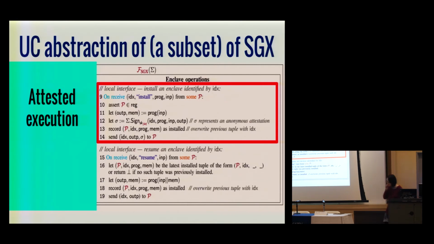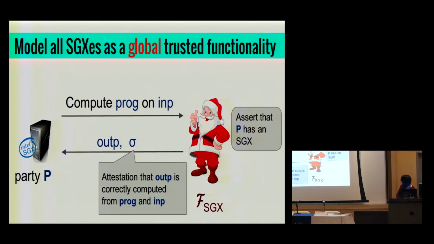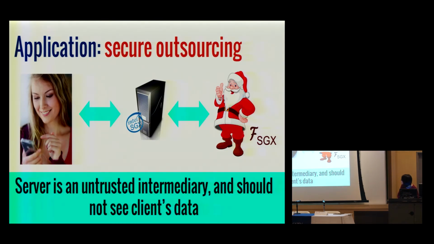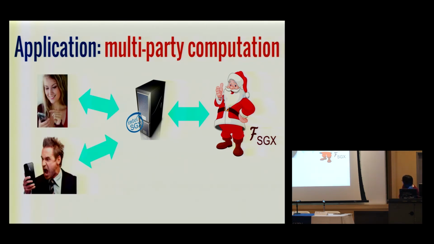Okay, so I won't go into the details of our UC modeling. I'm just going to say that we try to model SGX using the UC approach. And once we do that, there's many nice things we can do. We can try to understand the expressive power of these secure processors. So we show that FSGX, which is our SGX trusted functionality, can allow us to realize things like secure multi-party computation, secure outsourcing, multi-party computation.